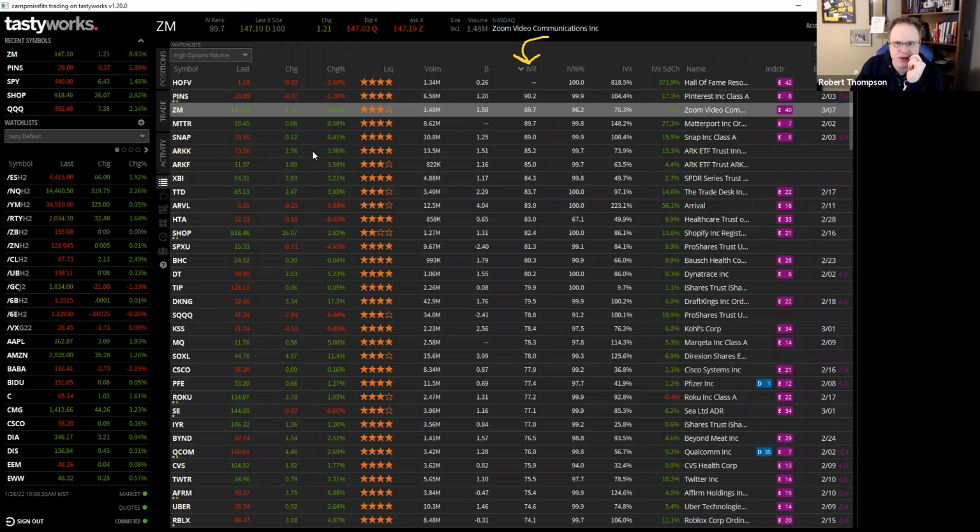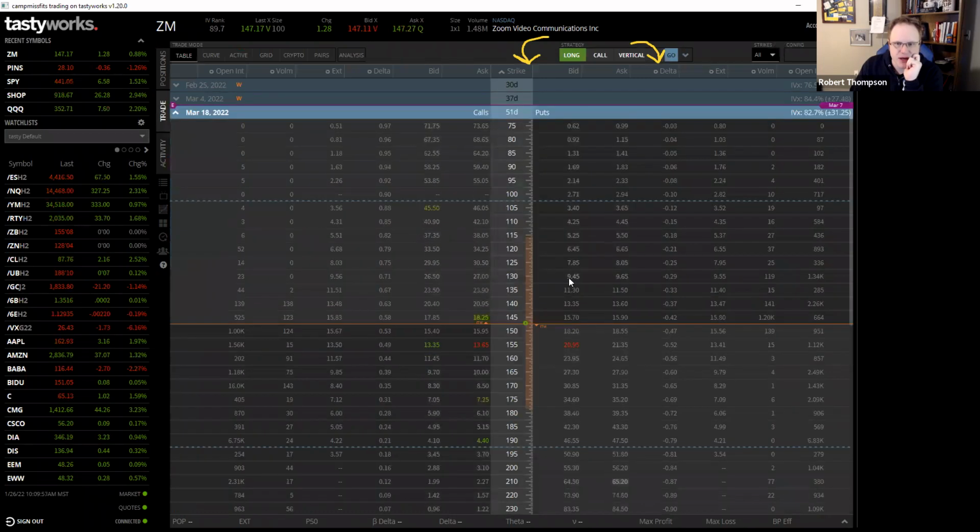Let's check Zoom. This one's got an IV rank of 89.7, and it's been on the rise the last 5 days. That's what this column is right here in Tastyworks, the increase in volatility over the last 5 days, whatever that is. Zoom's got a decent price and looks like some decent premium.